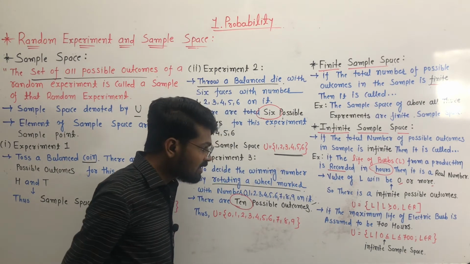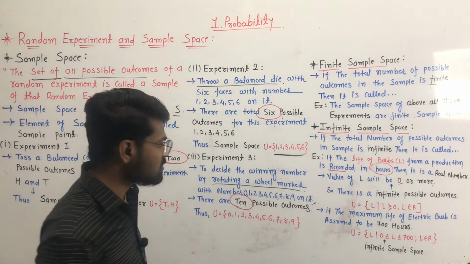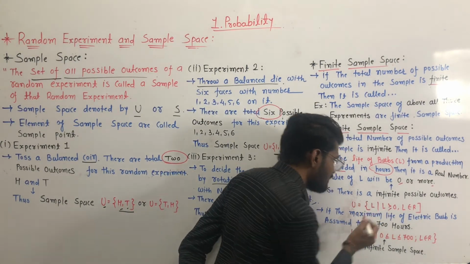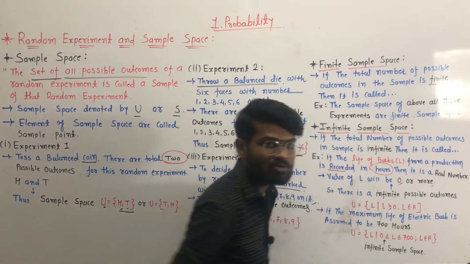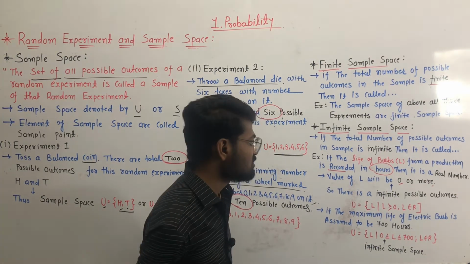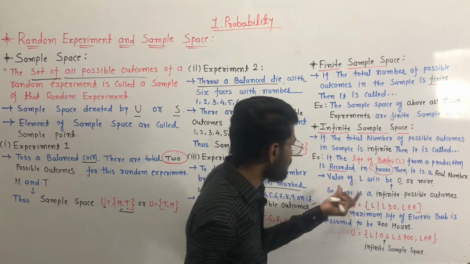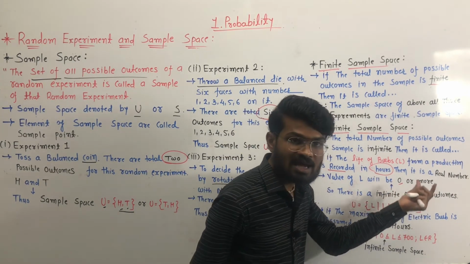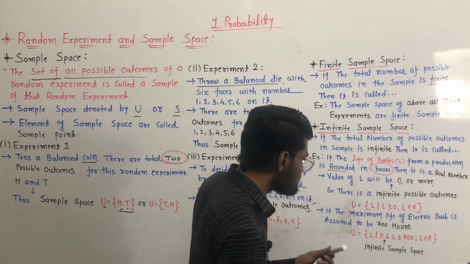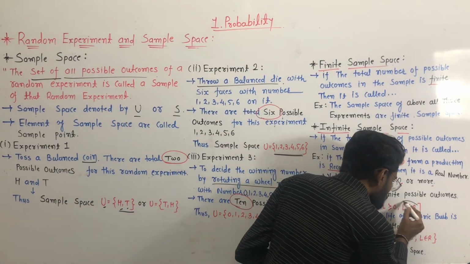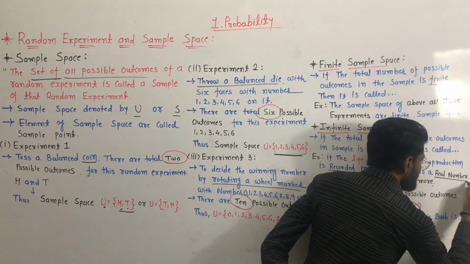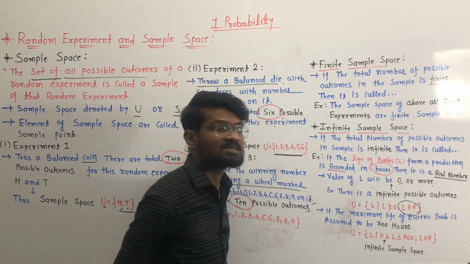So we write down the sample space for this experiment. Then U is equal to {L : L greater than or equal to 0}. It means the life of the bulb is 0 hours or more than 0 hours. Clear? And L belongs to R, which means the life of the bulb is a real number.